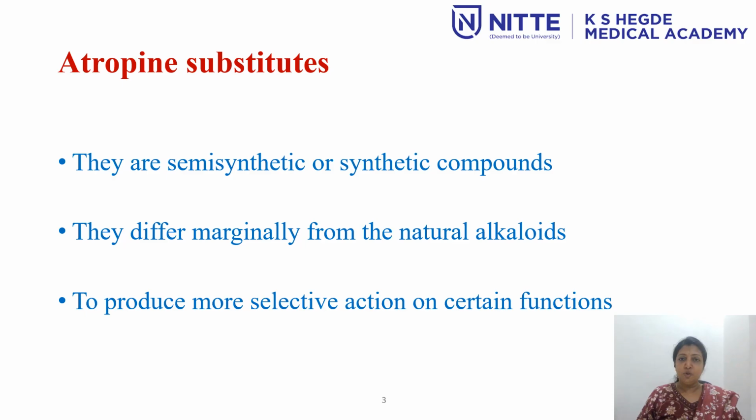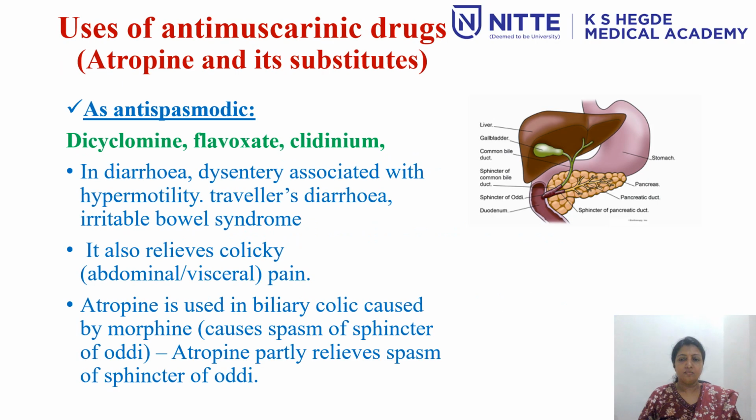substitutes. So what are atropine substitutes? They are semi-synthetic or synthetic compounds. They differ marginally from the natural alkaloids like atropine and hyoscine, and they produce more selective action on certain functions, and many of them have very less atropinic side effects. Okay, let's see the uses of atropine and its substitutes.